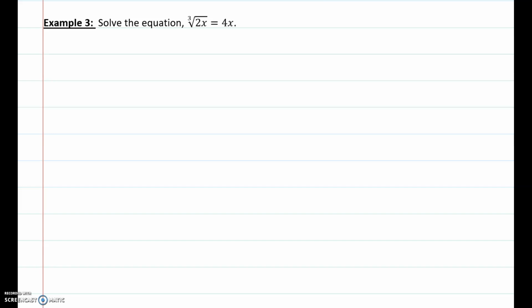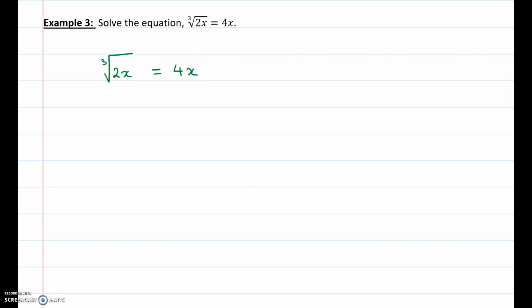In this example, we're going to solve a cube root equation. So we've got the cube root of 2x is equal to 4x. Now, just like a square cancels out a square root, a cube will cancel out a cube root.